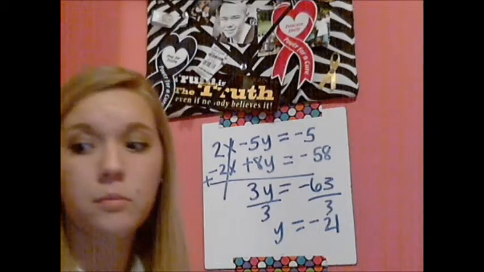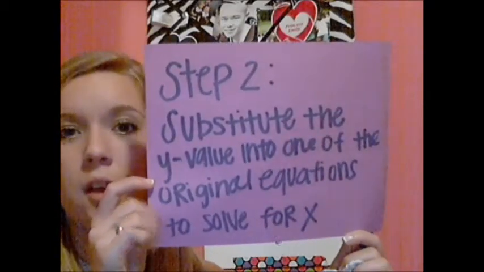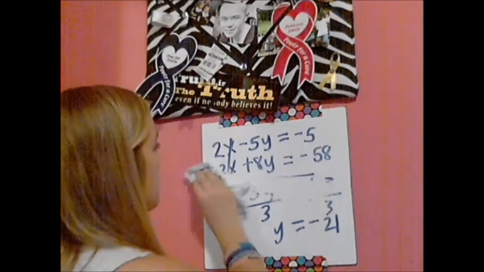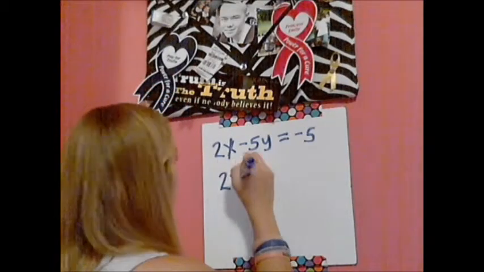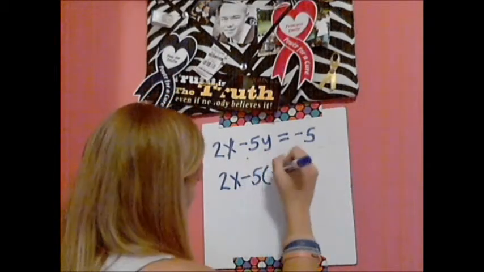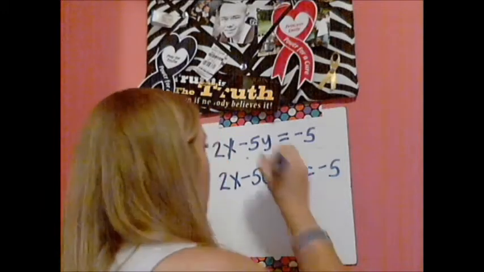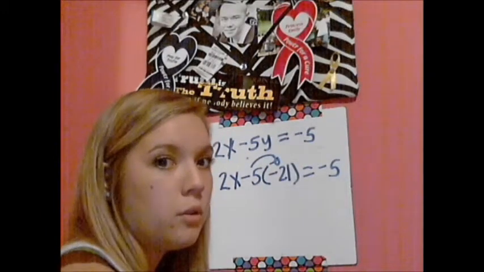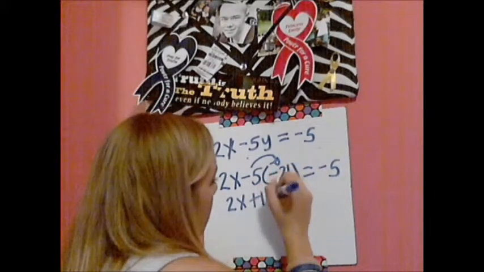Now the second step is to substitute the y value into one of the original equations to solve for x. I'm just going to take our first equation and plug in negative 21 for this y. So I'm going to have 2x minus 5 times negative 21 equals negative 5. 5 times negative 21 is going to give me positive 105.